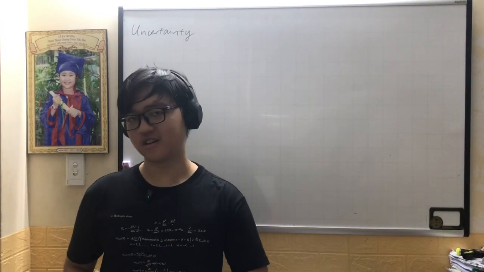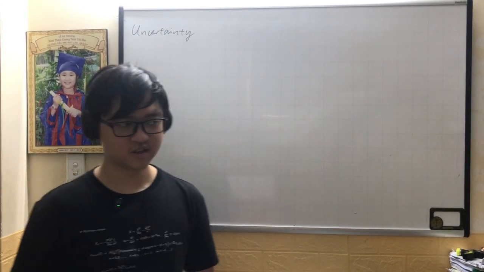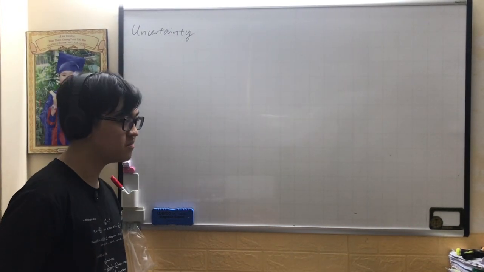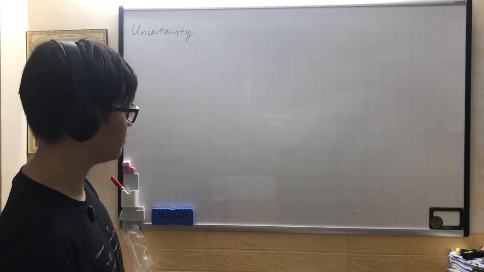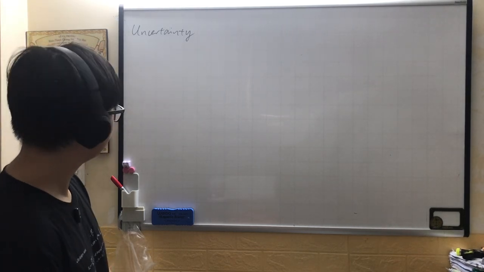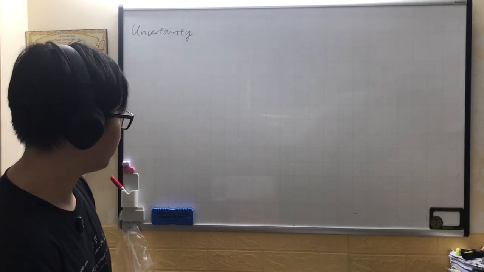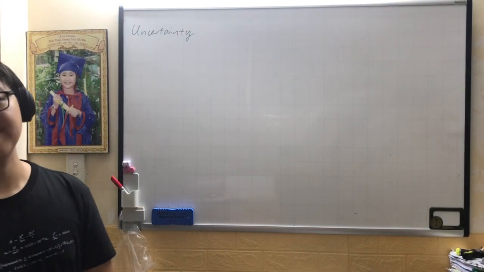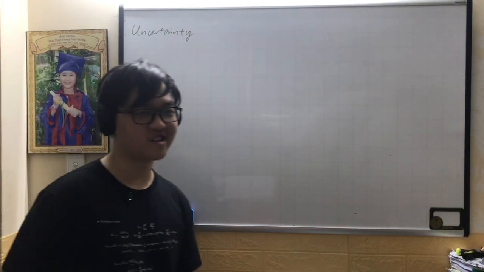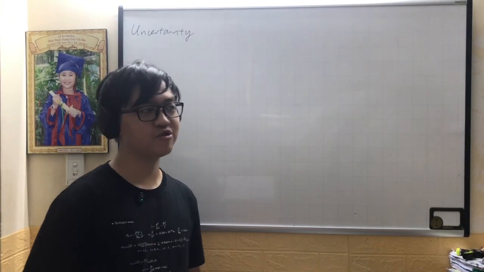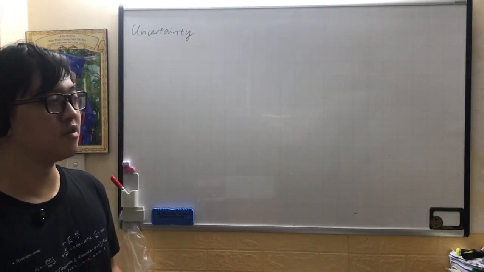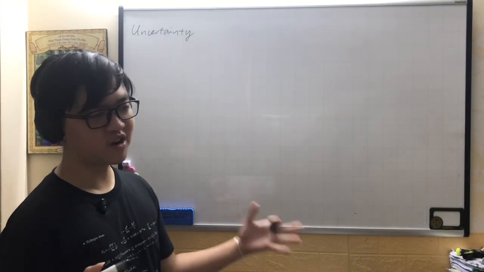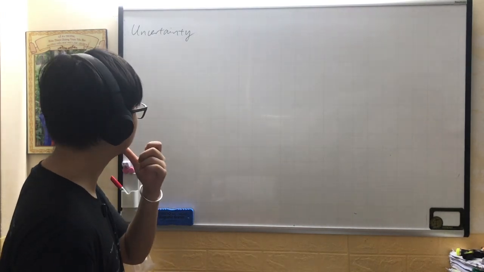Today we're gonna talk about uncertainty in quantum mechanics. So let's first start with a more familiar term for uncertainty, which is variance in statistics. And I think that most of you would have heard of this term before. So let's start from statistics here.